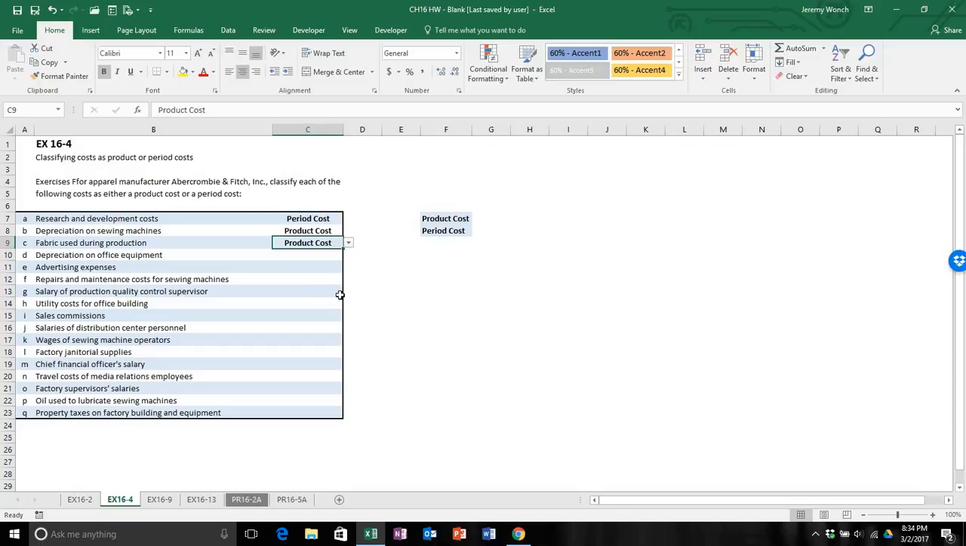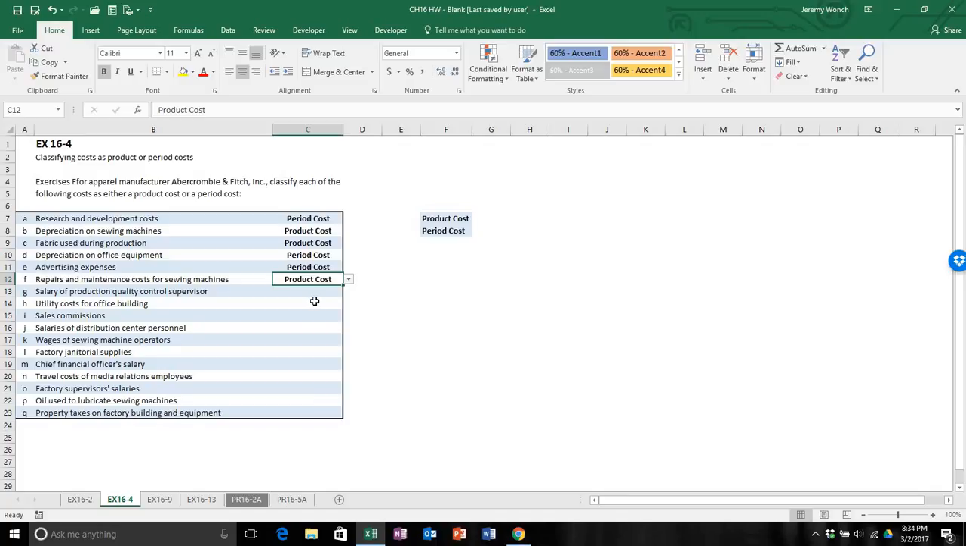Depreciation on office equipment, that's administrative. That's going to be expensed during the period. That's a period cost. Advertising is related to selling it, not making it, and so that's going to be a period cost. Repairs and maintenance on the sewing machines. These are the machines that are involved in the manufacturing process, so that's going to be a product cost.